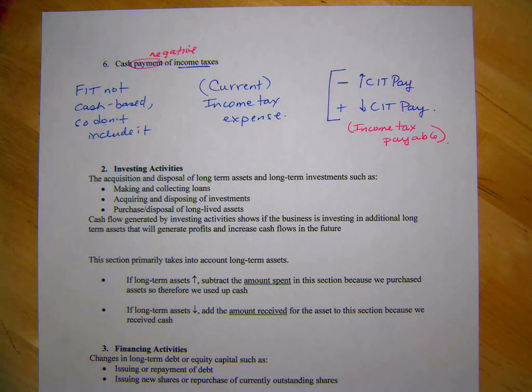Okay, so that is the operating section. It's the rules for the 2 categories for cash coming in, the 4 for cash going out. So hopefully that made sense, and we'll talk about the investing and financing activities before we move on to doing some examples.